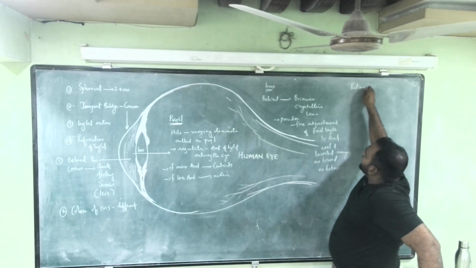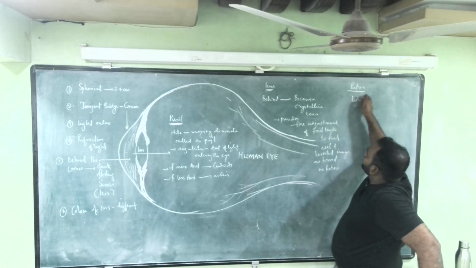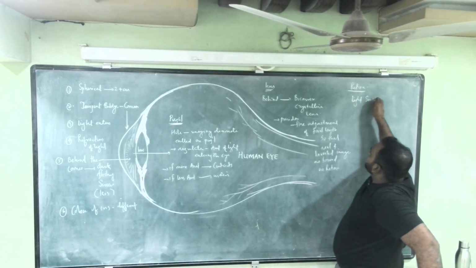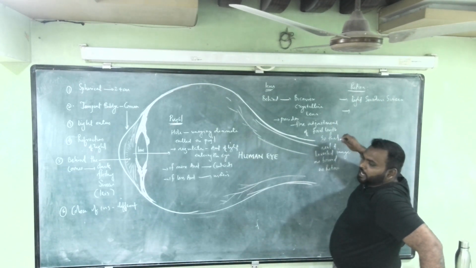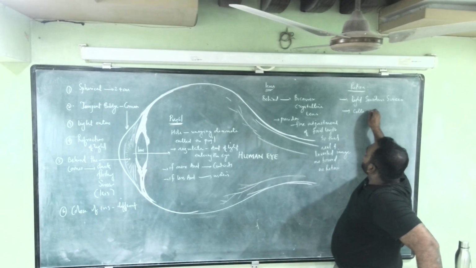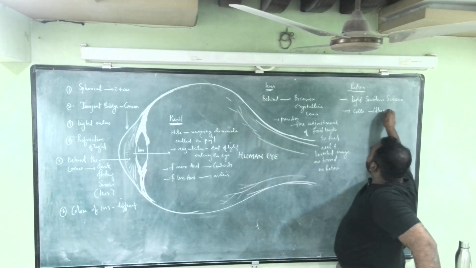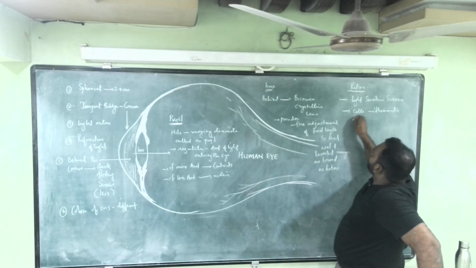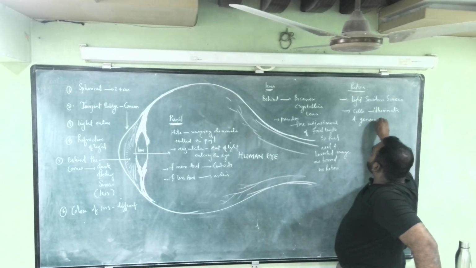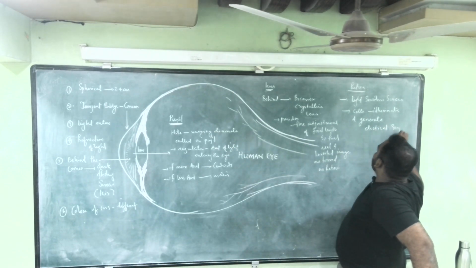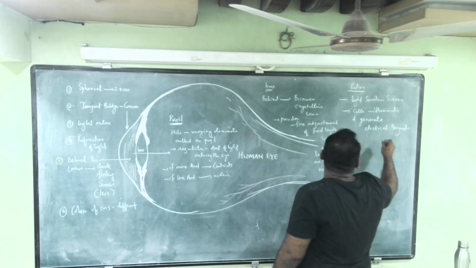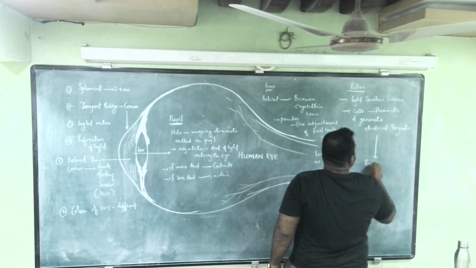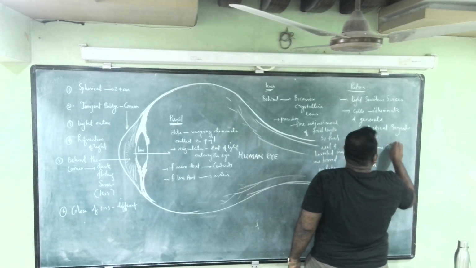What is retina? Retina is a light sensitive screen. As soon as the light falls on the retina, the cells of the retina will illuminate. And on illumination, these cells will generate electrical signals. Which signals? Electrical signals. These electrical signals are passed to the brain through a nerve called as optic nerve.